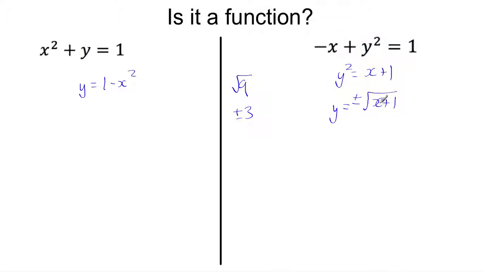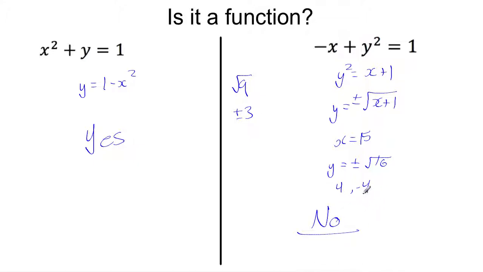So here, think of any x value you want. Like, let's say x is equal to 15. If x is 15, I get y is equal to plus or minus the square root of 15 plus 1, which is 16. Well, the square root of 16 with a plus or minus, that's 4, and that's negative 4. That gives me two y values. So when I have one y value, yes, it's a function. If I get any more than one y value, no, it's not a function.